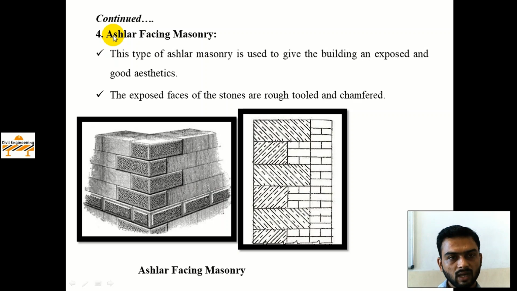Fourth one, ashlar facing masonry. This type of ashlar masonry is used to give the building an exposed and good aesthetics. The exposed faces of the stones are rough, tooled and chamfered. Now in this ashlar facing masonry, the exposed surface is chamfered and tooled evenly.